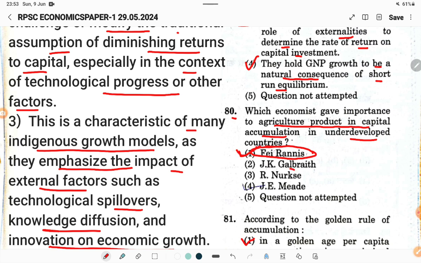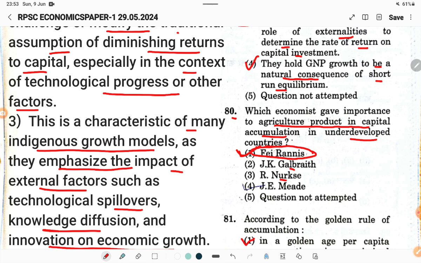Galbraith, John Kenneth Galbraith, an influential economist, focused more on issues related to economic inequality, consumer behavior, and the role of government in managing economies. While he made significant contributions to economics, his work did not specifically emphasize agriculture's role in capital accumulation in underdeveloped countries. And what about R.